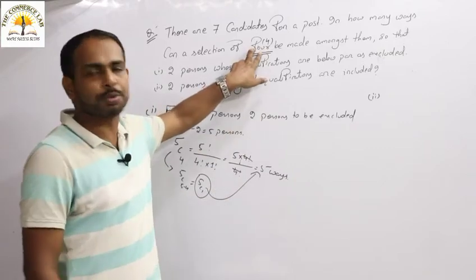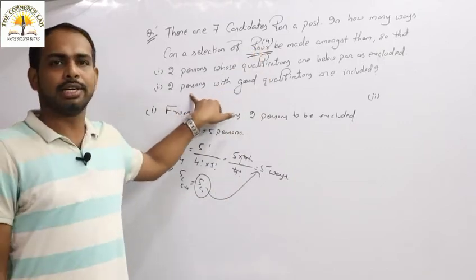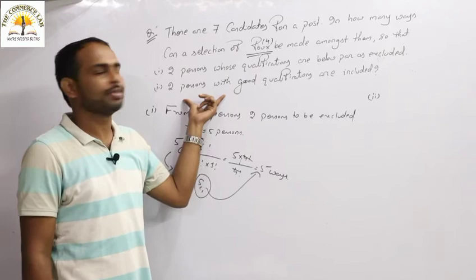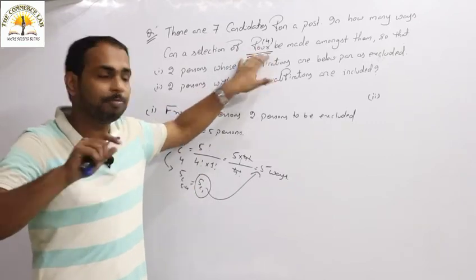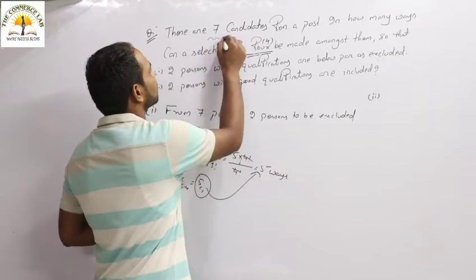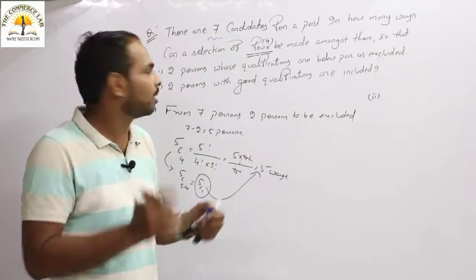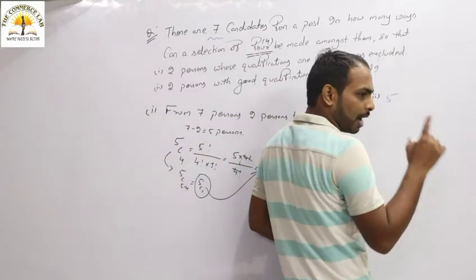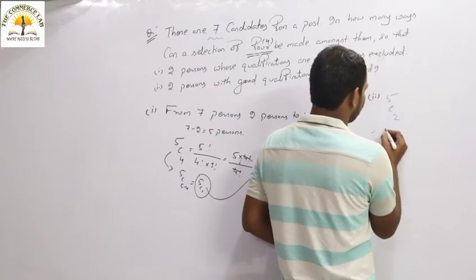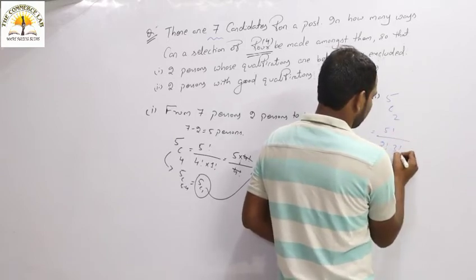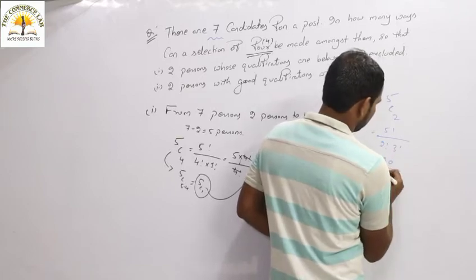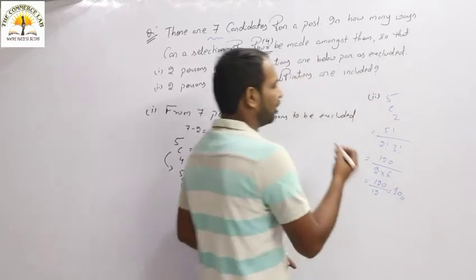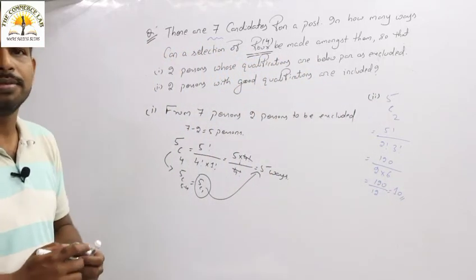Then we have to choose only two persons, because these two persons are already included. Because total four persons we have to select, already two persons are selected. Then we have to select only two persons from these seven candidates. Already two candidates are excluded. That means we have to select from five, total two, in 10 number of ways.